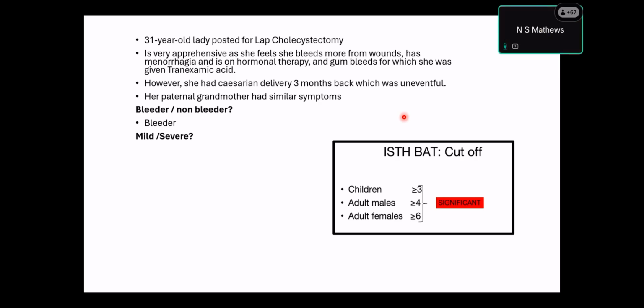But coming to the BAT score, now see the score given here. It is significant if this is more than or equal to 6, which means if it was 5, it is not even a bleeder. This is the BAT score for telling the bleeding history. Are you a bleeder or not? So if it was 5, she would actually come under the category of a non-bleeder, so to say.